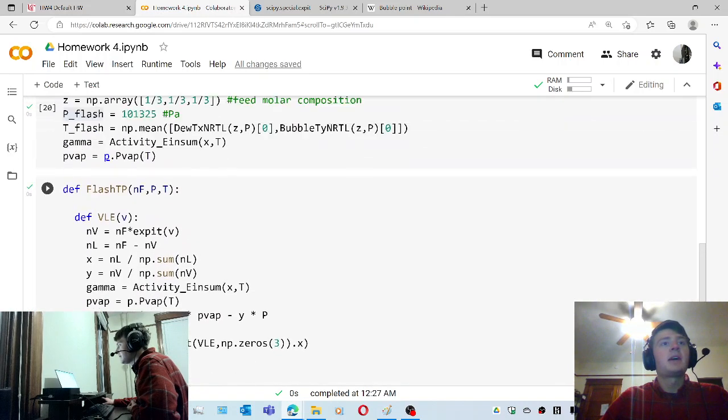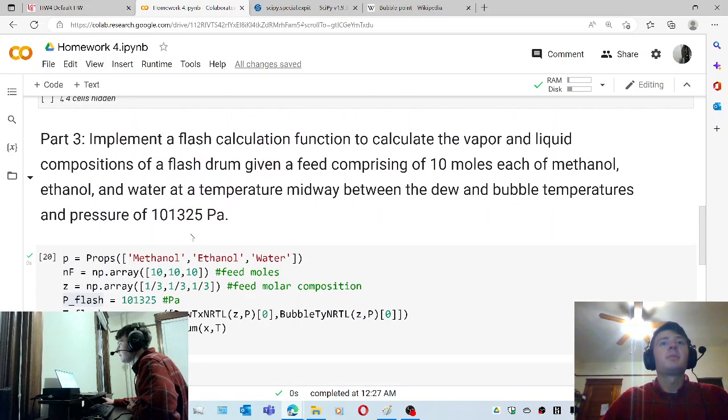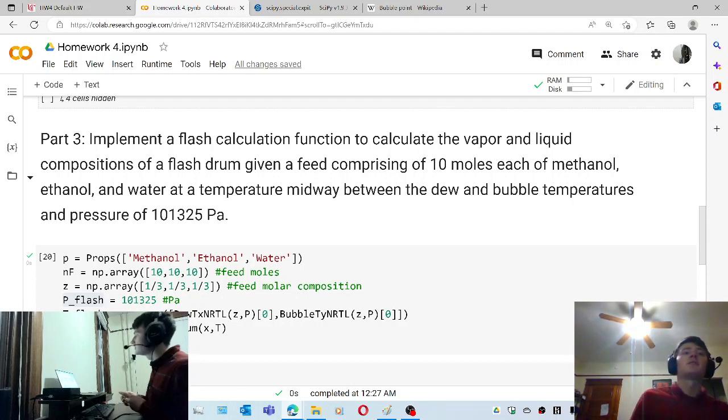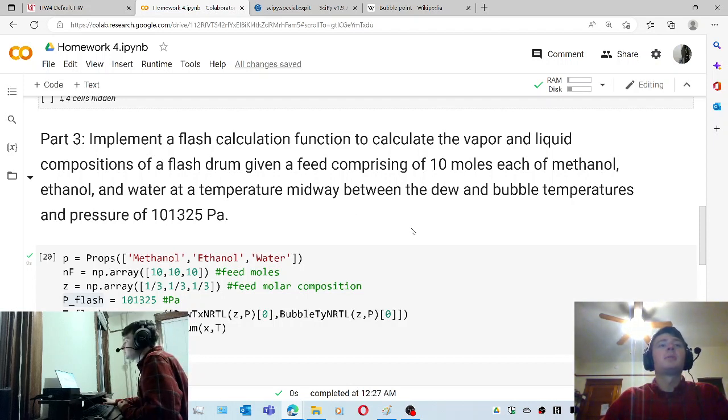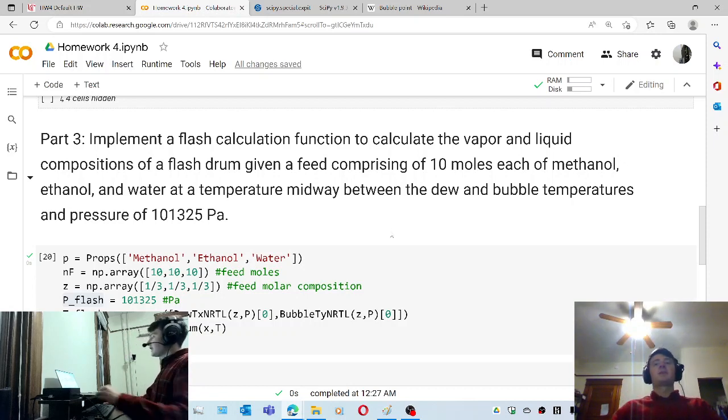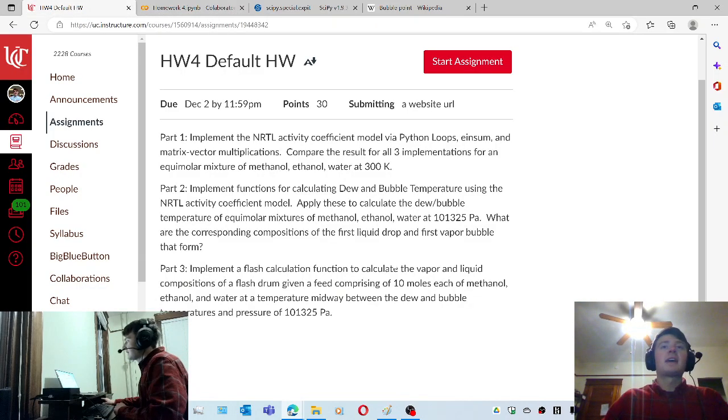With that, I have implemented a flash calculation to calculate the vapor and liquid compositions of the flash drum given a feed comprising 10 moles each of methanol, ethanol, and water at a temperature midway between the dew and bubble temperatures at a pressure of 101.325 pascals. And that finishes up my homework 4.